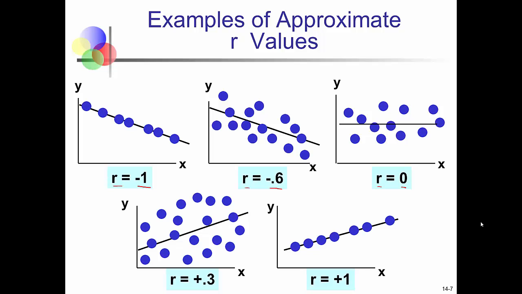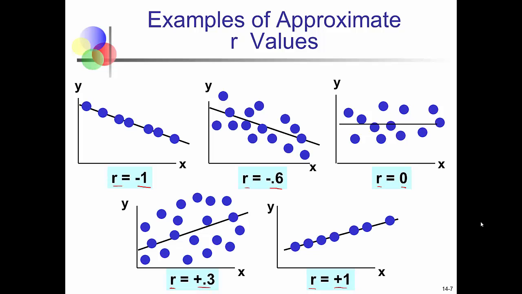This fourth graph here shows us a positive sample correlation of 0.3. Notice the dots are further away from the line than they were in our -0.6. So it's a weaker relationship, it's closer to 0, but it still seems to be slightly positive. And then if we have a perfectly positively correlated set of variables, we're going to get a correlation coefficient of +1.